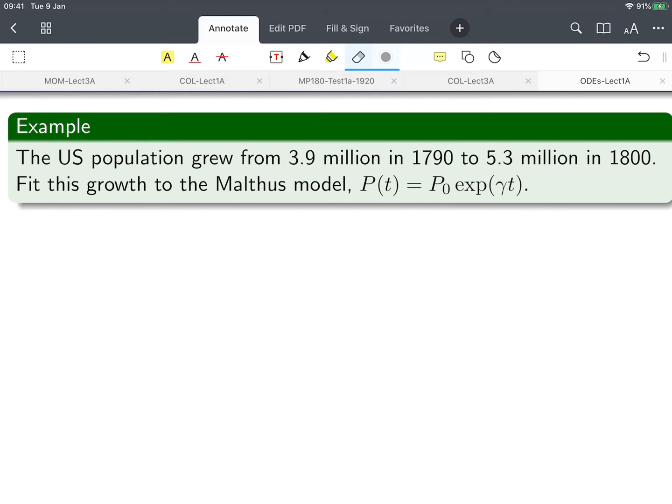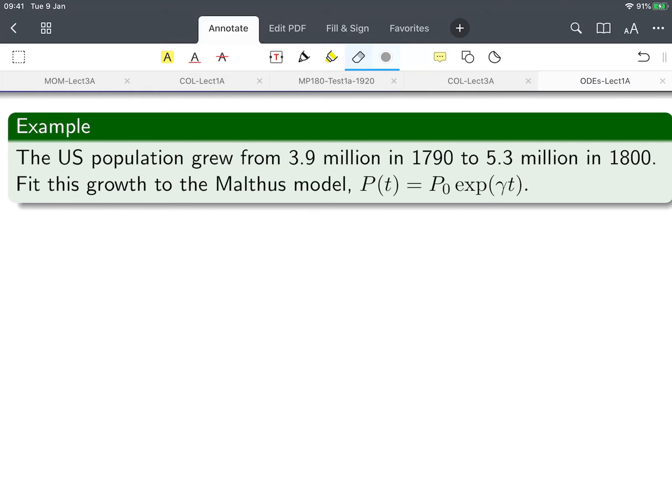Okay, let's do this. The results are already given in the text. That's why we just saw P0, the initial population, times exponential gamma t. We know P0 is 3.9. We don't know gamma, but we're given another data point. We're told that P at 10 years later is 5.3. So with these two pieces of information, we should be able to determine P0 and gamma in that equation. Let's do it. So let's go 10 years by 10 years.